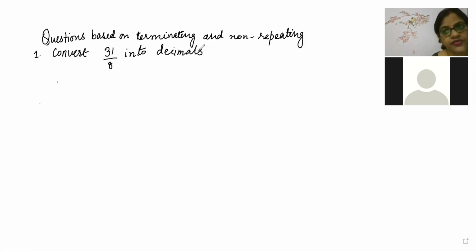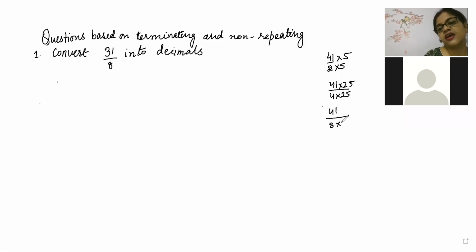Now you can use the long division method, and you can also use the base method that I told you. If 8 is there, you have to multiply it with 125. If base 2 is there, then multiply with 5. If base 4 is there, multiply with 25. If base 8, multiply with 125. If base 16, multiply with 625, top and bottom. Please kindly note down this logic.